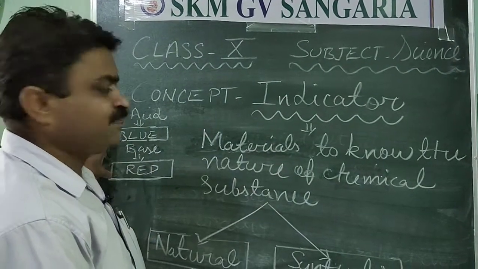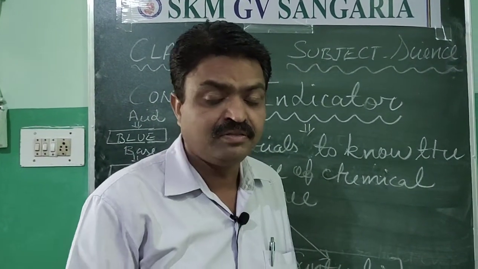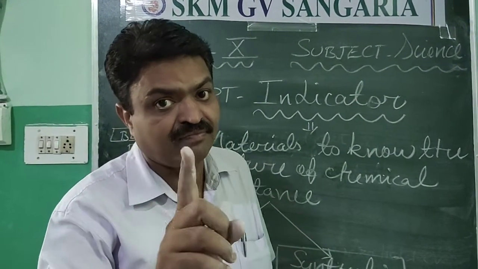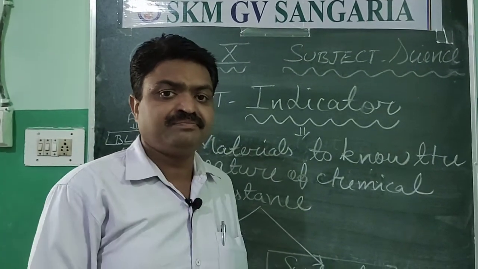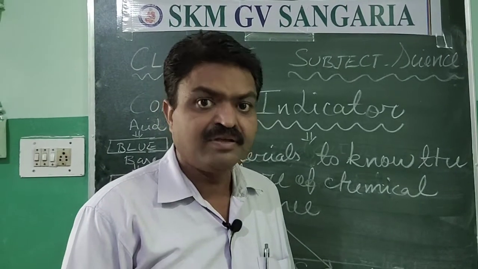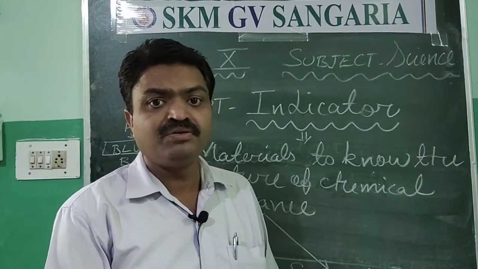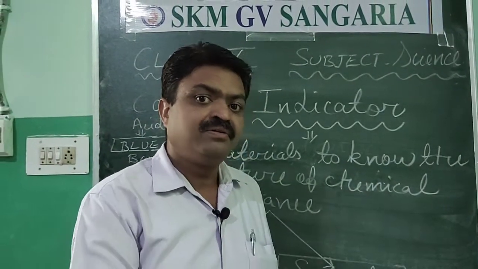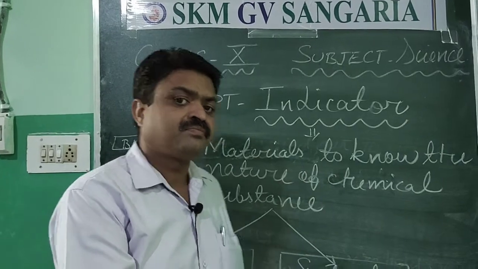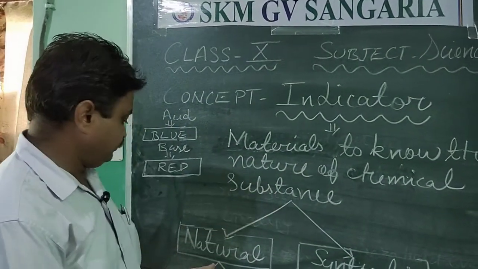If both the litmus papers do not change their color, then we can say that the given material is neutral in nature, because a neutral substance or material does not change the color of the litmus paper.